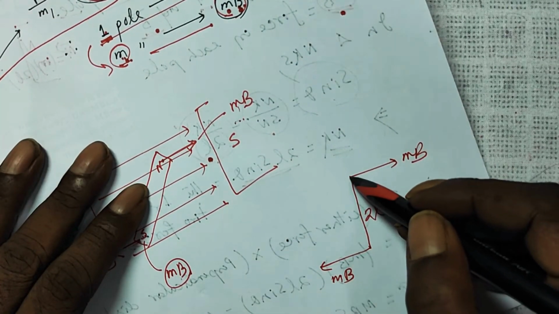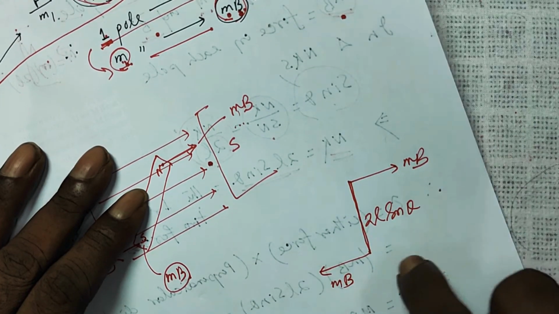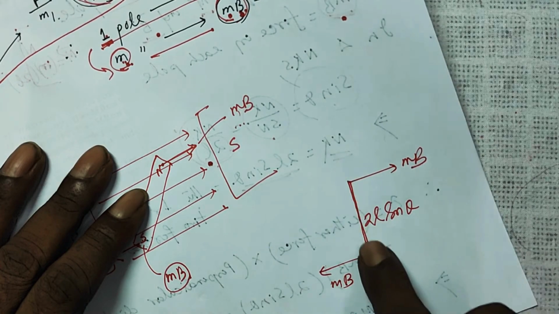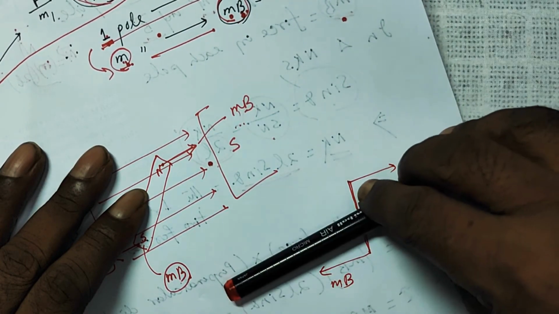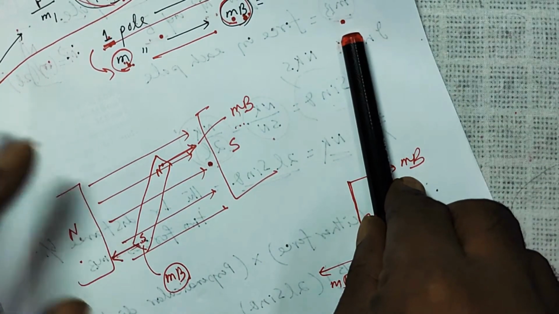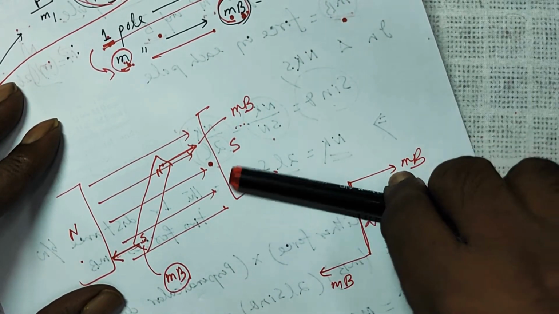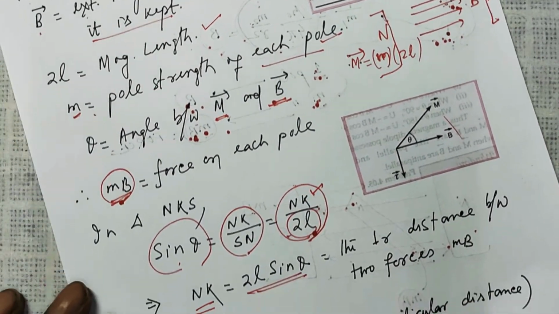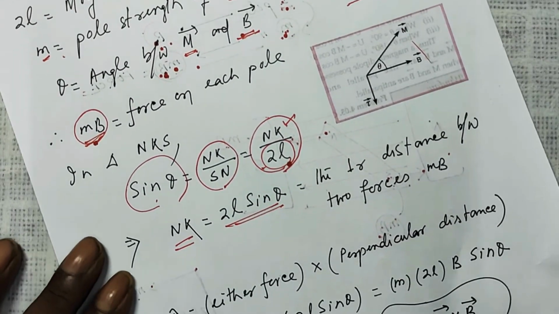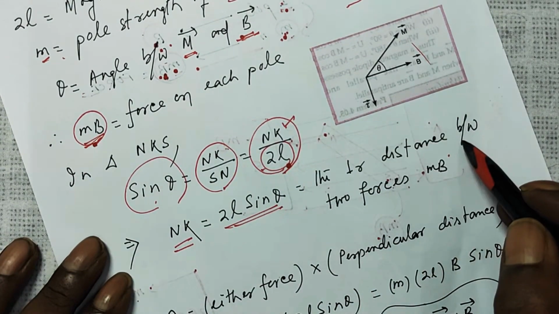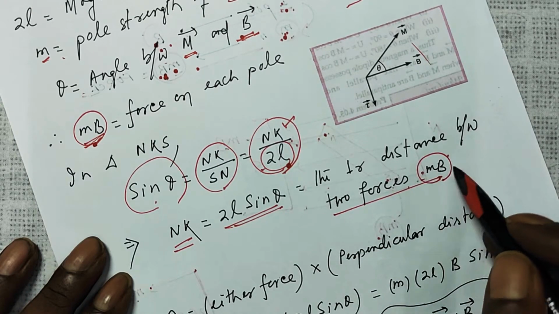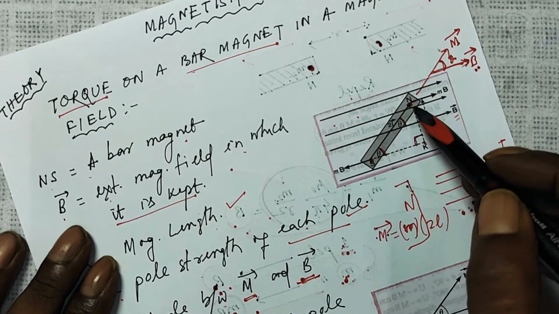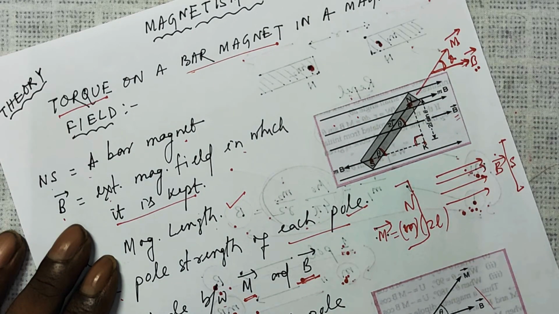So what will happen? This is a torque. Two parallel and opposite forces, with a perpendicular distance between them, due to which it will rotate like this. Due to such a torque, it will rotate clockwise. So 2L sine theta is the perpendicular distance between the two forces MB. And these two forces, MB to this side, MB to this side, are equal and opposite.